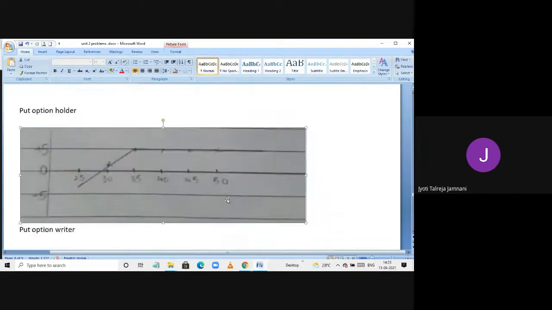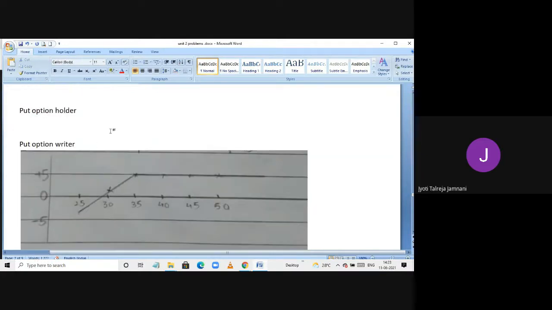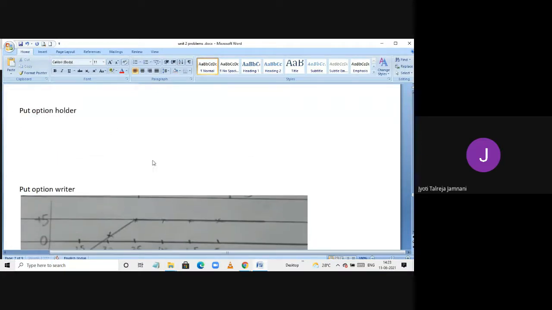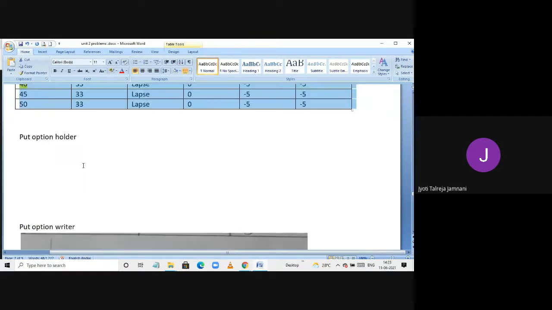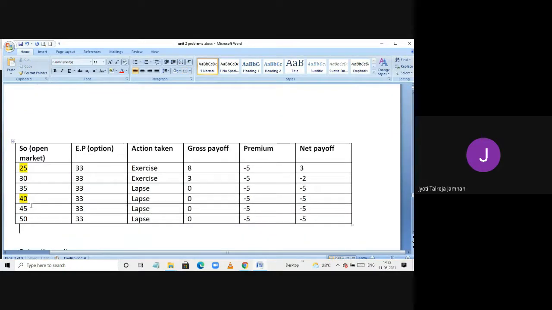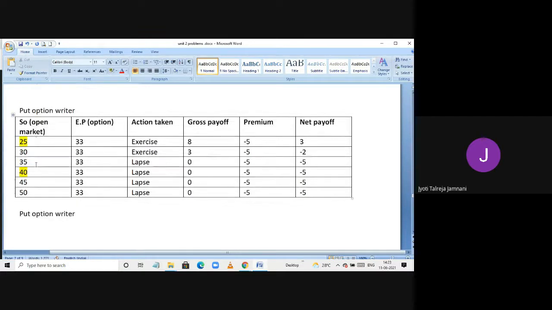Okay, so I'll change the graph before giving you this document on WhatsApp. I'll put the right image. This is not correct, so I'm just deleting it. I'll put the right one and I'll give it to you. Okay, now let's do the put option writer.